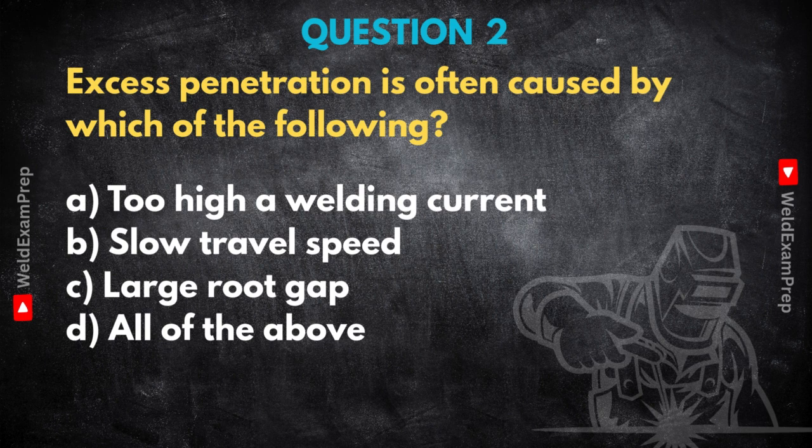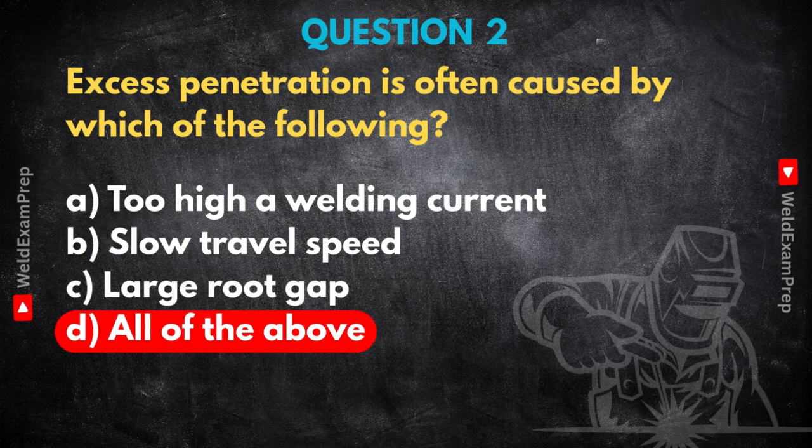You've hit the nail on the head there. It's very often a combination, and the correct answer reflects that: it's D, all of the above. Each one of these things can contribute, often working together, to cause that weld metal to push through the back of the joint too much. Okay, so break that down for us. How does each one play a part?